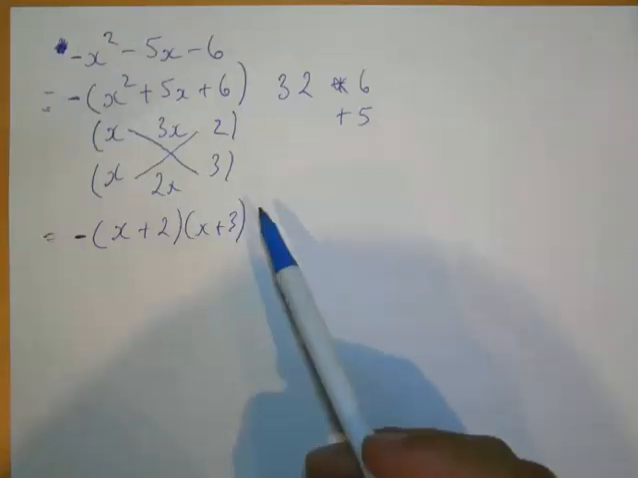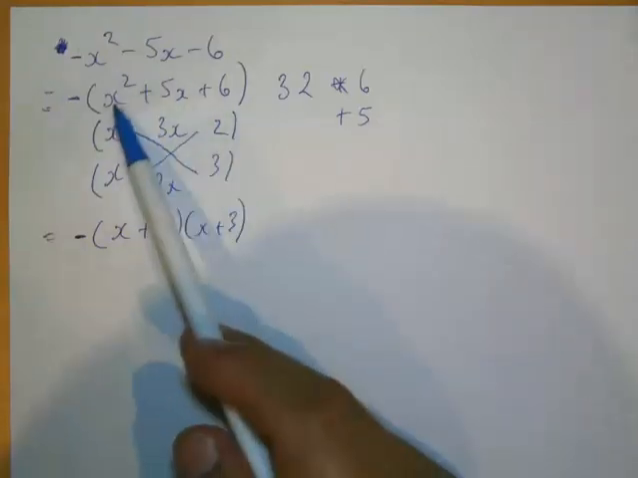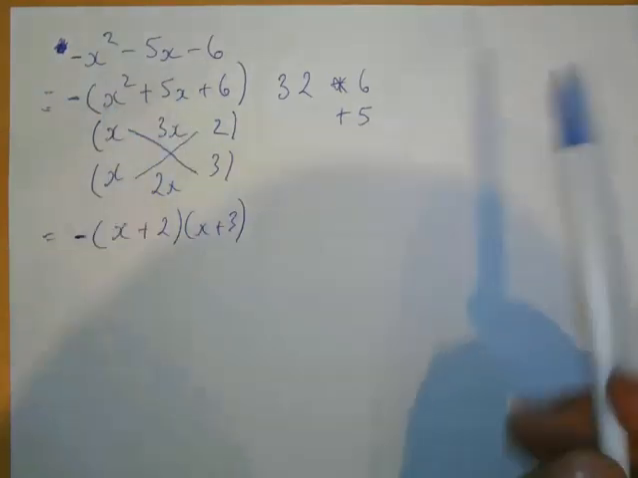Don't forget, as I said, when you use the cross method, the coefficient of x squared needs to be positive 1. This is the technique to deal with those negative quadratics.